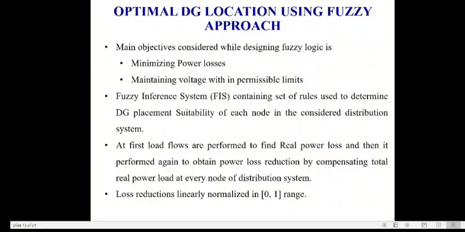At first, load flows are performed to find the real power loss and then performed again to obtain the power loss reduction by compensating the total real power load at every node of the distribution system. Loss reduction is linearly normalized in the 0 to 1 range.